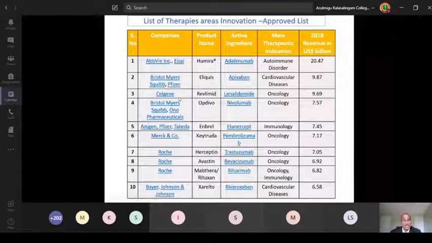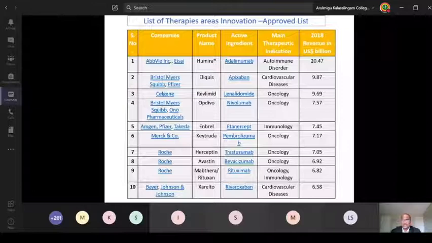The next one is Celgene. They filed Revlimid as the trade name, and lenalidomide is the active ingredient. The main use is in oncology, multiple myeloma. In the growing population worldwide, you can see diabetes and diabetic retinopathy, cancer diseases, oncology like lung cancer, liver cancer, prostate cancer, breast cancer, where effective medications are not available. The FDA and other agencies are looking for innovative therapies.